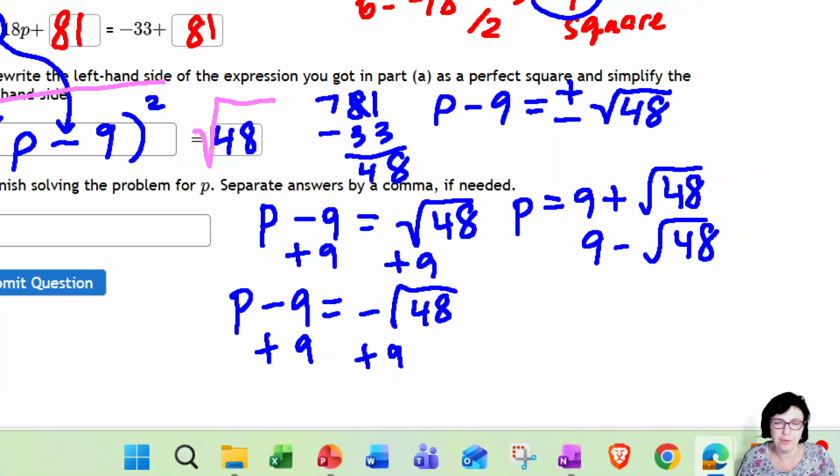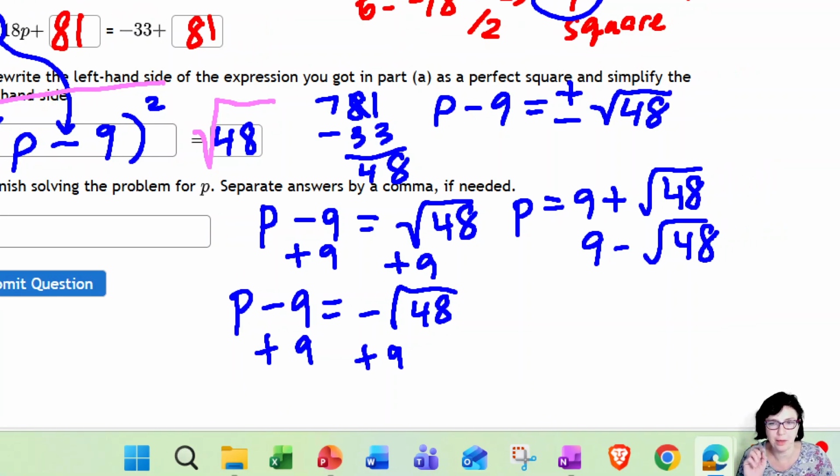Now, here, I hope that the computer is not going to make you simplify the square root. Hopefully, it's going to be okay with just leaving it as square root of 48. Later, you are going to learn that square root of 48 can actually be simplified possibly, but I don't want to get into that. So these are your two answers, and you should be okay with that.